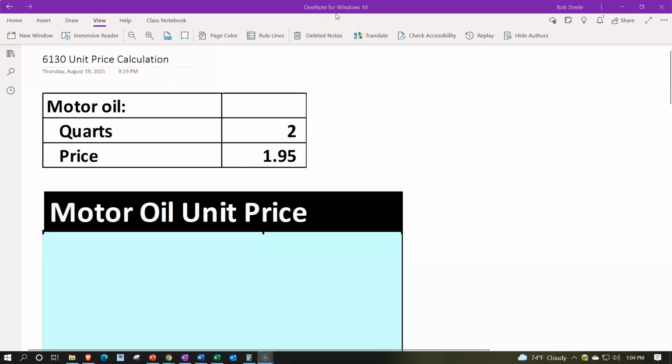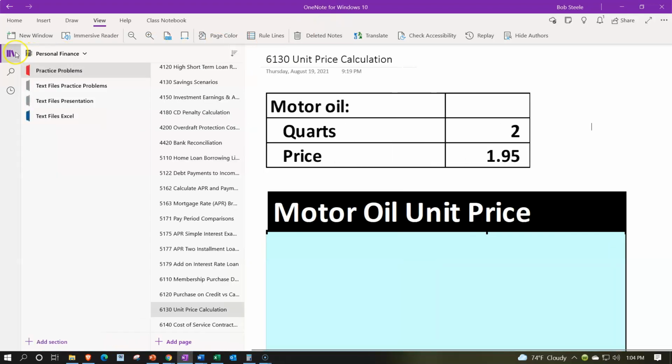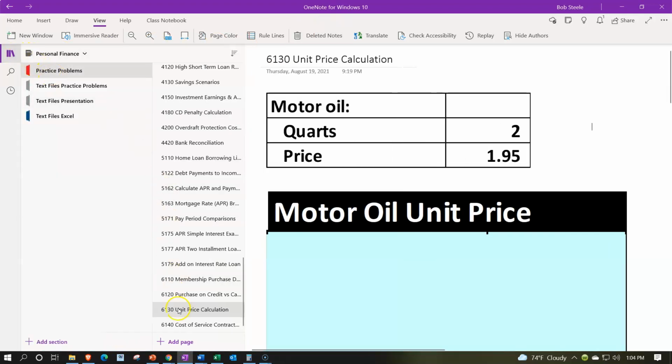If you have access to OneNote and would like to follow along, you're not required to, but if you would like to, we're in the icon on the left-hand side. We're in the Practice Problems tab, down in the 6130 Unit Price Calculation tab.